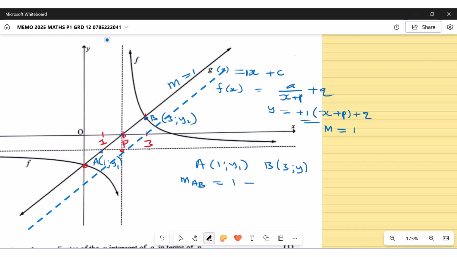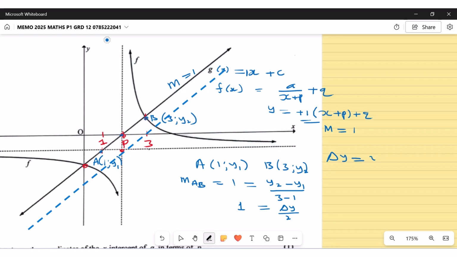Now this is where the most important thing is here. Don't forget my target is to find the equation of the f of x. I want to find the a, p, and q. So from here now, I can see the change in y, this one here. I want to give it a red color so you can see it properly.